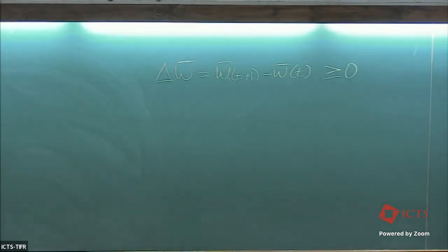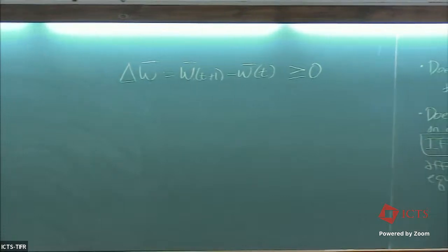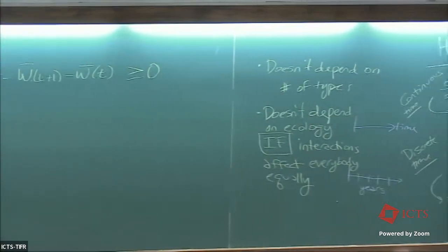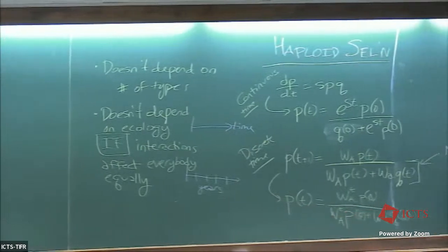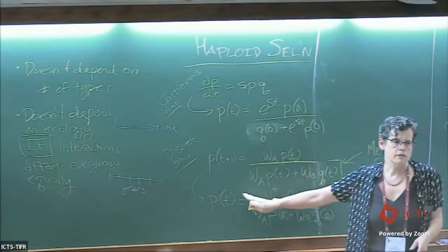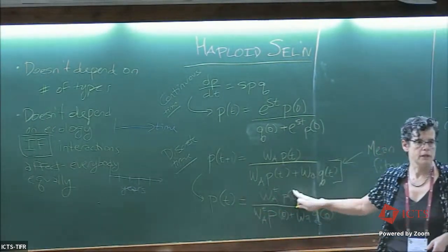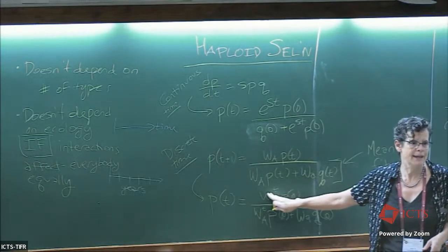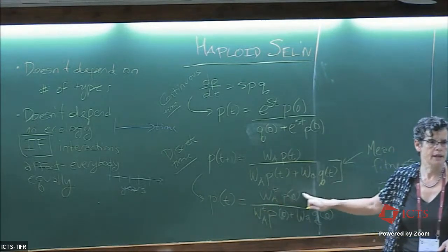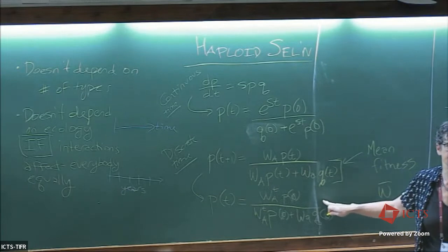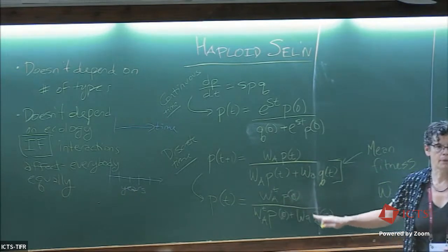First, I have to say, what's the mean fitness? The mean fitness is the fitness of everybody in the population weighted by their frequency. This part in the denominator is the mean fitness. And we call that W bar. That's because it's the fitness of everybody, the big A types and the little a types, but we count up how many big A's we have, measured by P, and how many little a's we have, measured by Q. So this is the average over that population.